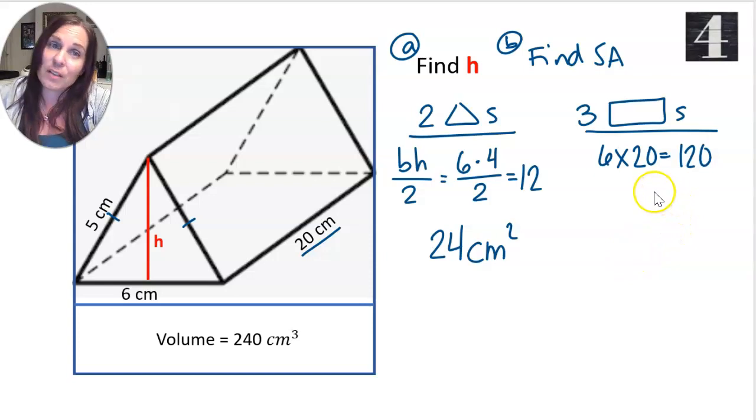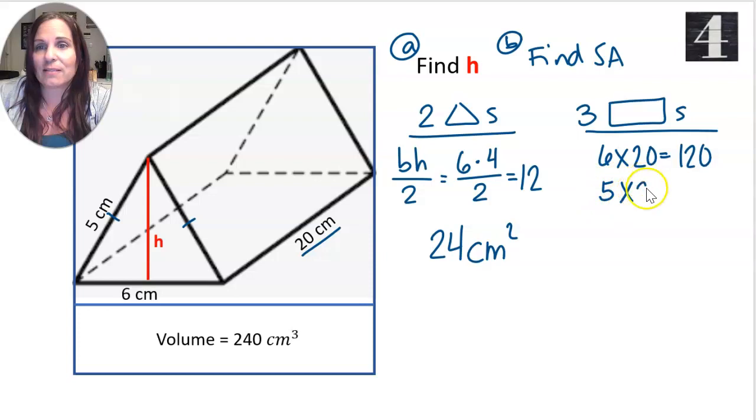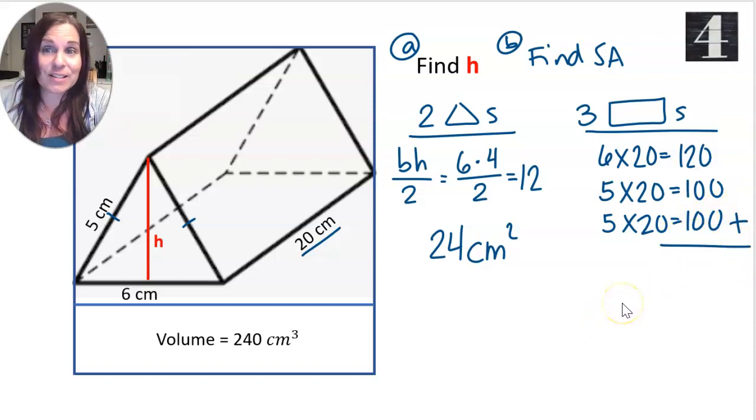Then we've got one on the left side, and that one is 5 by 20. So that's 100. And then we've got this one here on the right. That's the last one that we have left to do. And that one is also 5 by 20, so it's also 100 square centimeters. Let's add these rectangle areas together. We get 320, and that's also in square centimeters.